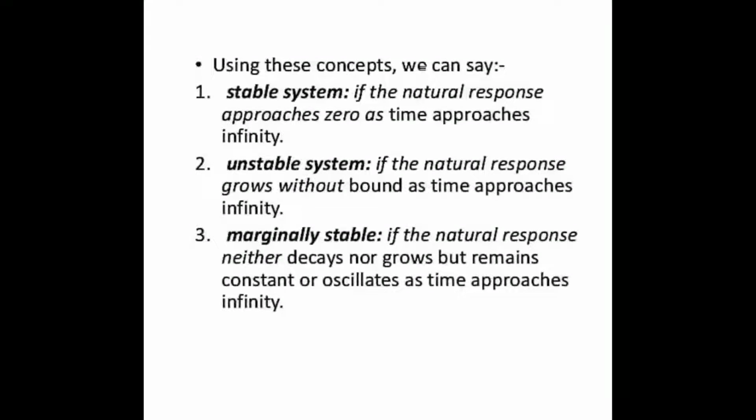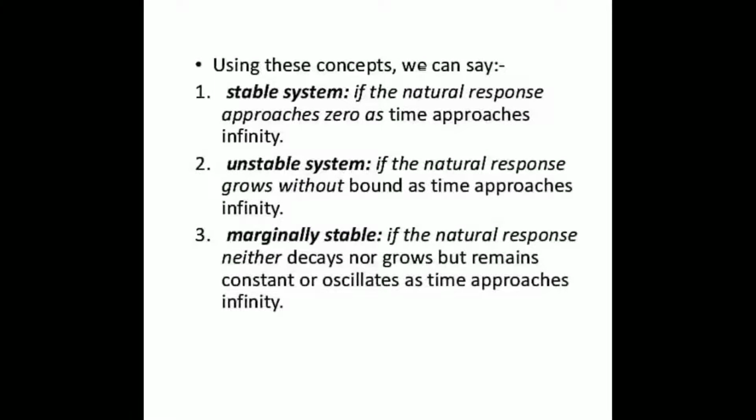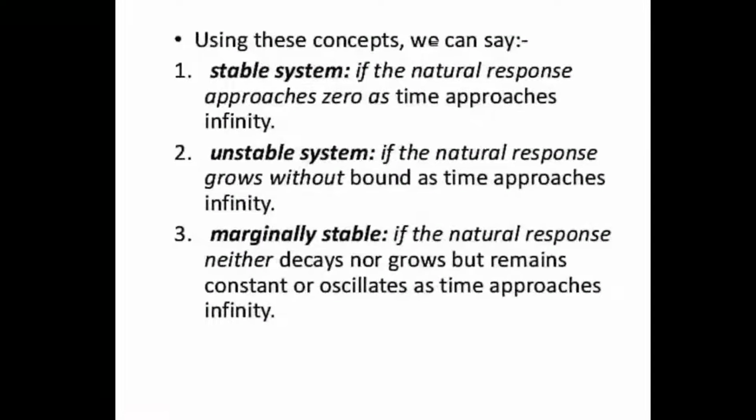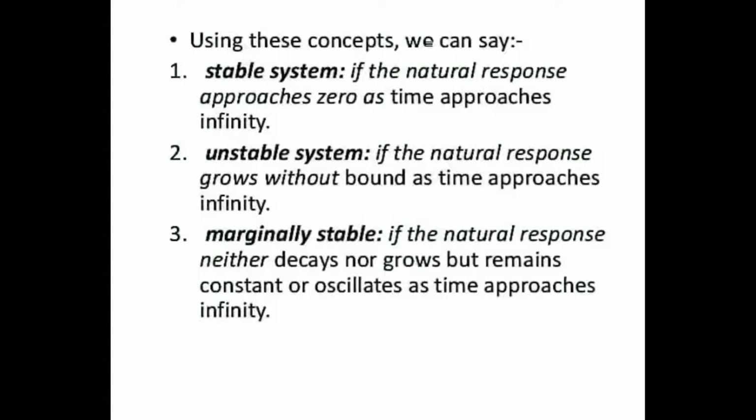There are three types of stability. One is the stable system, another is the unstable system, and third is the marginally stable system. A system is called a stable system when all the roots of the characteristic equation or the transfer function lie in the left half of S plane. If the roots lie in the right half of S plane, the system becomes unstable. And if the system stability depends upon some conditions, that system is called the marginally stable system.